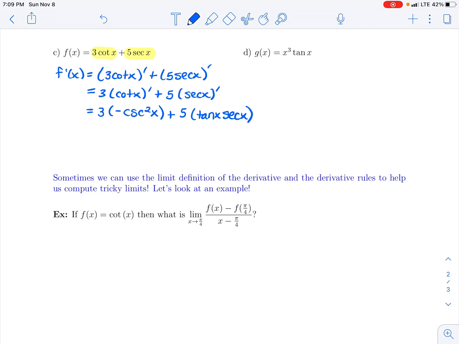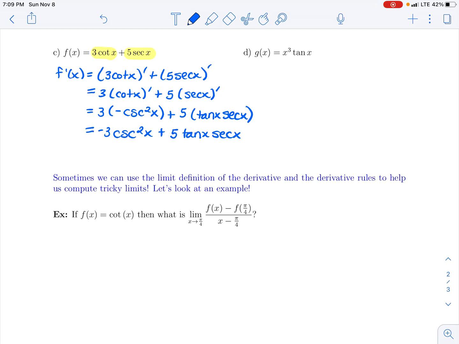And so you could technically, if you wanted to, just write 3 times the negative. So you get negative 3 cosecant squared x plus 5 tangent x secant x.